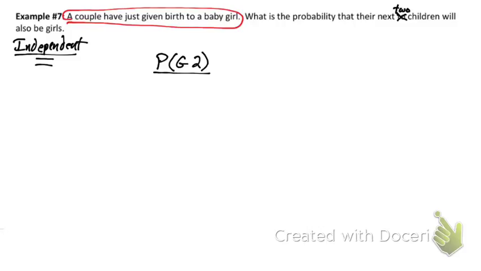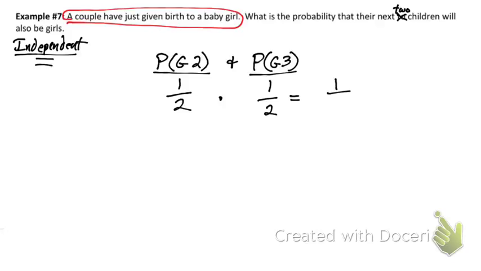Ahmed already said it's 50-50, right? Mm-hmm. So that's a 1/2 probability that the next child is a girl. The third girl, it's going to be 1/2 as well. And we are looking at an and statement because I have to have the second one and then the third one. We'll do some multiplication and come up with 1/4. So in fact, that first statement that I put up there, a couple have just given birth to a baby girl, doesn't affect that at all. You really only care about the probability that their next 2 children will also be girls.